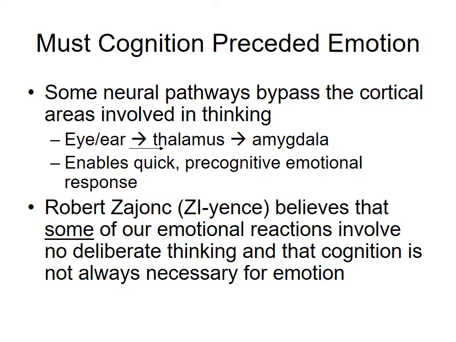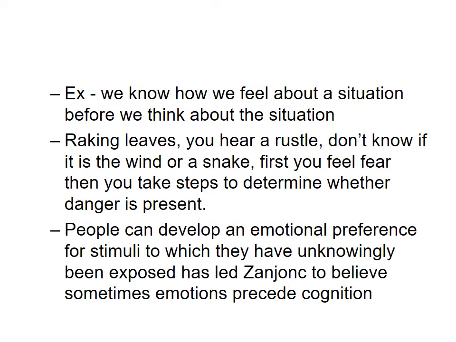This leads us into Zajonc and Lazarus. Now, Zajonc believes that some of our emotional reactions don't actually involve deliberate conscious thought, and that it's not always necessary for every emotion. In fact, he calls it kind of like a dirty processing. Sometimes information literally goes straight to the thalamus and then to our amygdala, so we can feel emotion and almost react accordingly without having to fully process it. We know how we feel about a situation before we think about the situation.